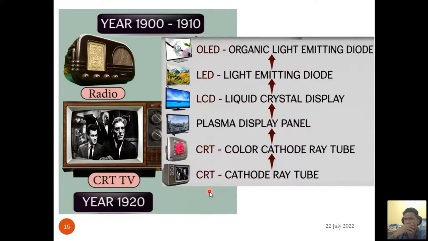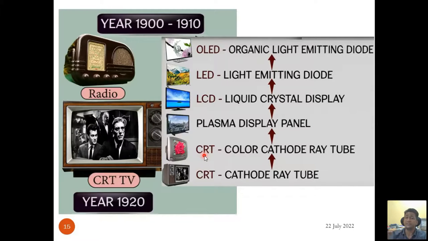The technology, you can see, we started with the CRT, then the CRT color tube, then the plasma display panel, then LCD, then LED, nowadays OLED. So every time, the technology is advancing: flat TV, curved TV, lots of innovation is going on to make our life easy and comfortable. With a liquid crystal display, if you see the screen from a different mode or direction, it will give you a black image. That means it will not give you crystal clear quality.